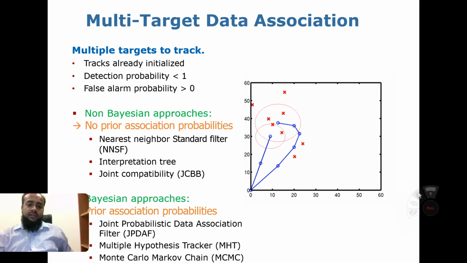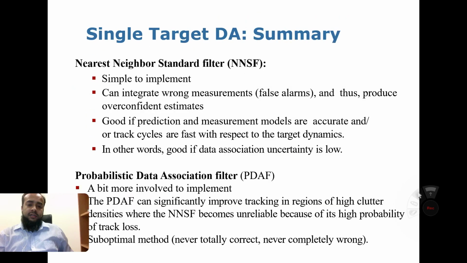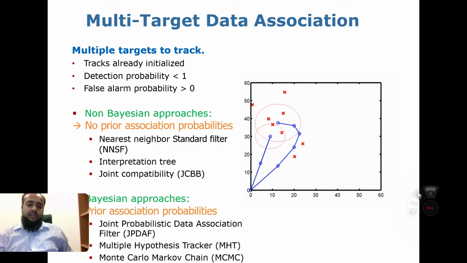In the case of multiple targets, there are multiple associations. In the case of a single target, there should be a single association of the measurements to the track, but with multiple targets, there are multiple measurement associations. So here tracks are initialized, and detection probability is always less than one, and false alarm probability is greater than zero.